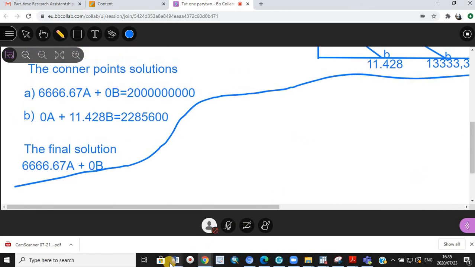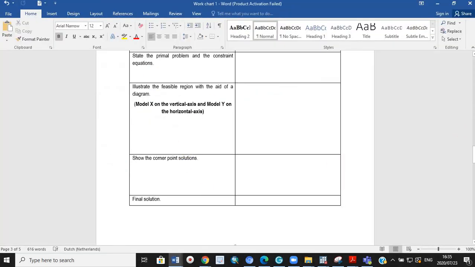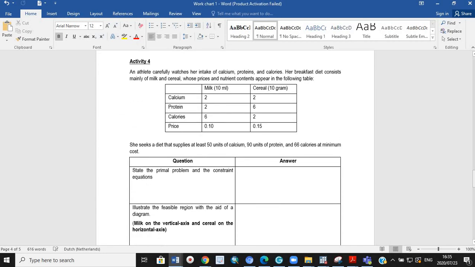So let's read. 4. An athlete carefully watches her intake of calcium, protein, and calories. Her breakfast diet consists mainly of milk and cereal, whose prices and nutrient contents appear in the following table. Okay, these are the details.